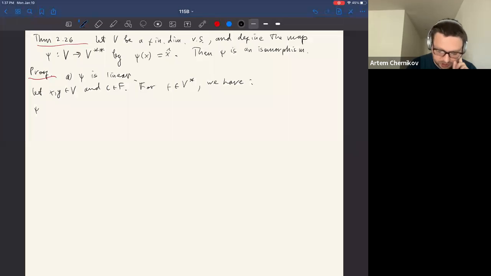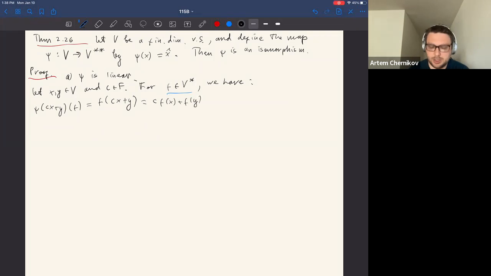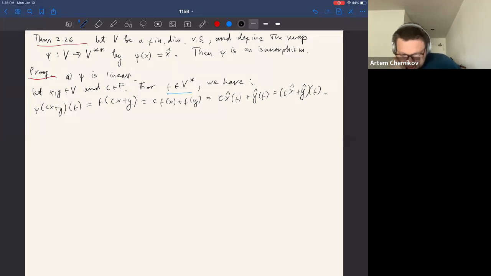So we have the value of psi on Cx plus y. Remember it's a function, so we can evaluate it on f. By definition of psi, this is simply f of Cx plus y. And f is an element of the dual of V, so it's a linear map. So this is equal to C f of x plus f of y. But by definition, this is C times x hat of f plus y hat of f. And this is the same as C x hat plus y hat evaluated on f.